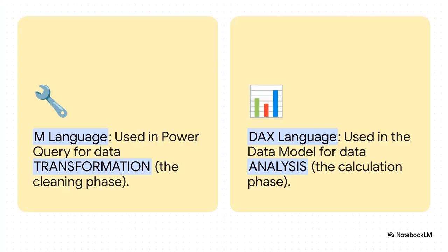There are two languages at play here. Everything we've been doing so far in Power Query, all the cleaning and replacing and merging, that's all written in a language called M. M is the language of data transformation. Once that clean data is loaded, you switch over to a different language, called DAX, to do your analysis and calculations. So, to put it simply, M prepares the data, DAX analyzes it.